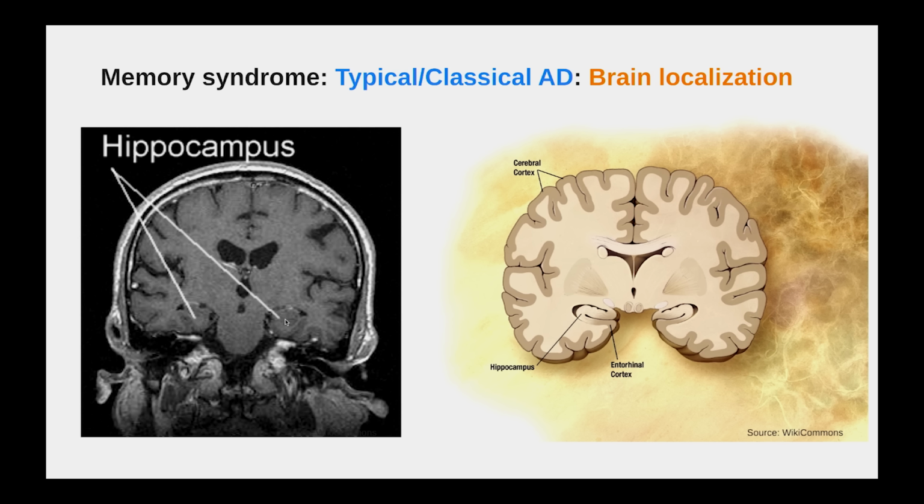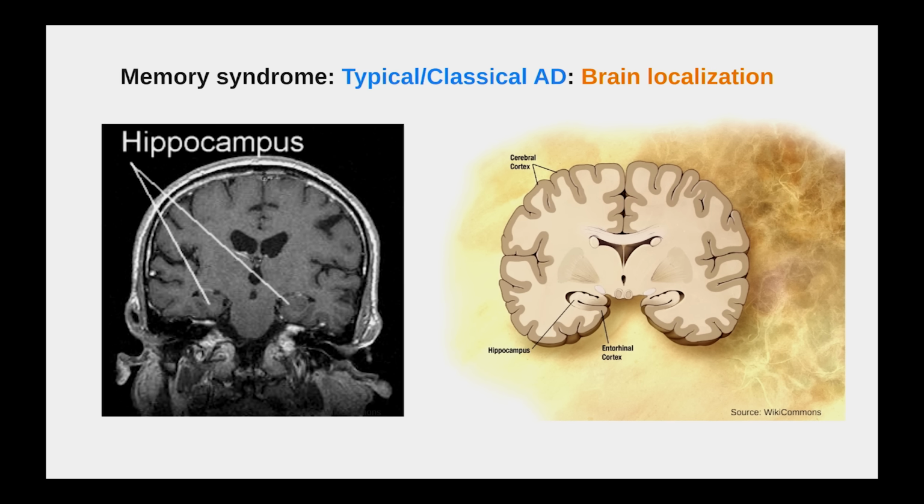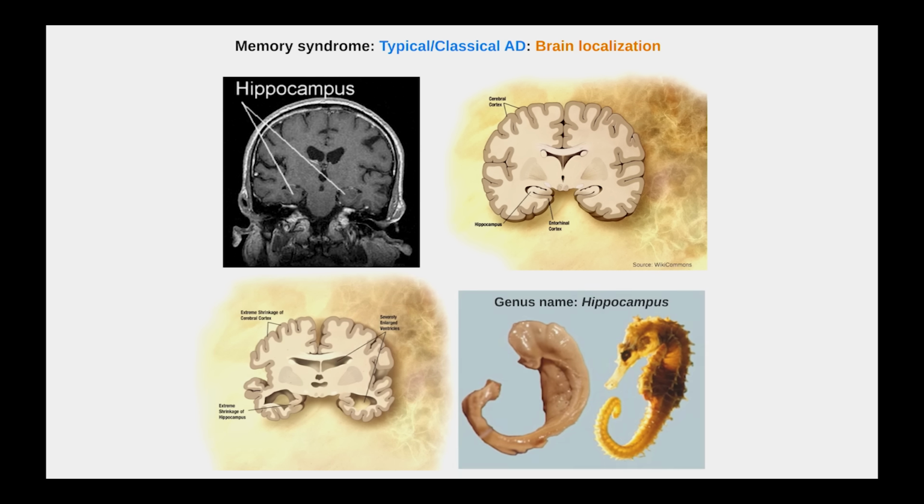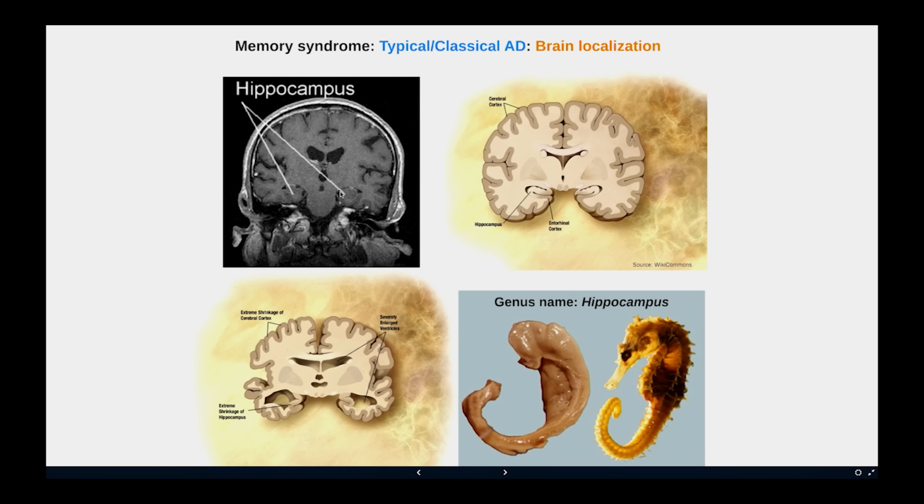But I really like the word hippocampus. It's a little bit interesting how it's named. It's named after a seahorse. If you take this out, it looks like that. And because it looks so much like a seahorse, hippocampus is seahorse in Greek.